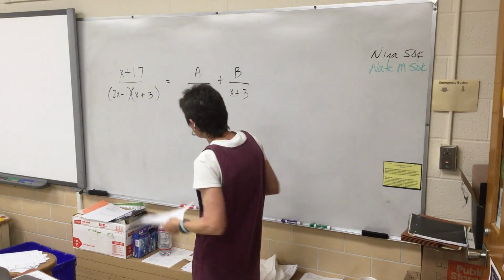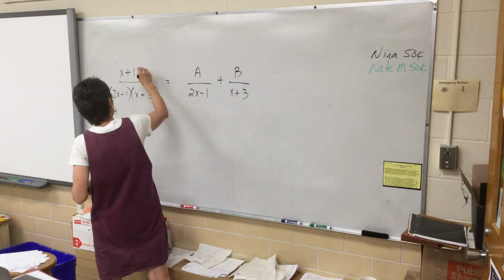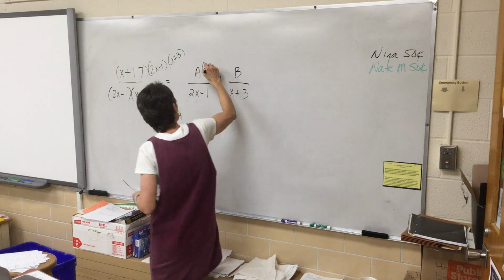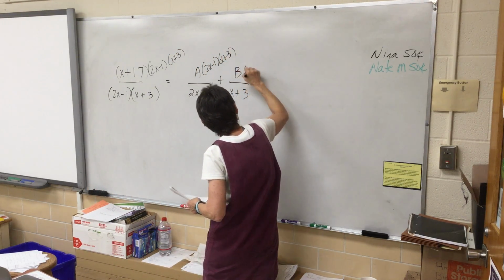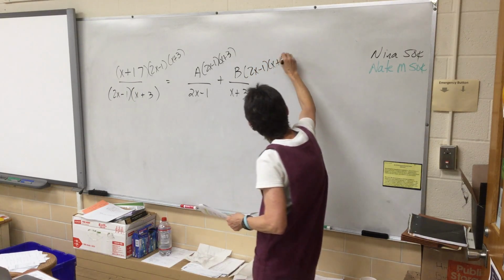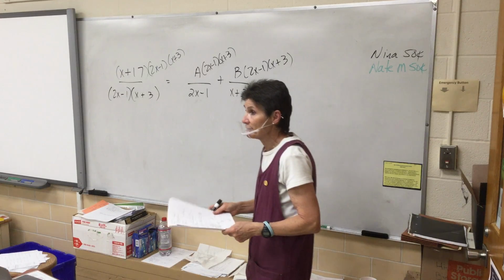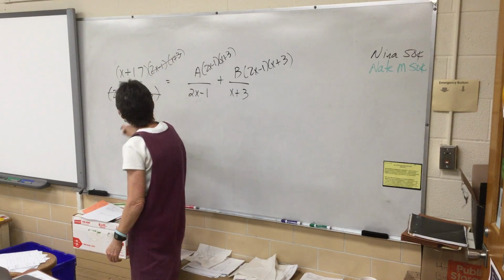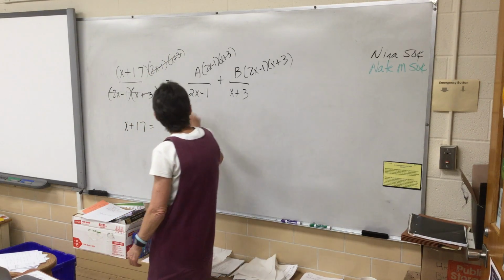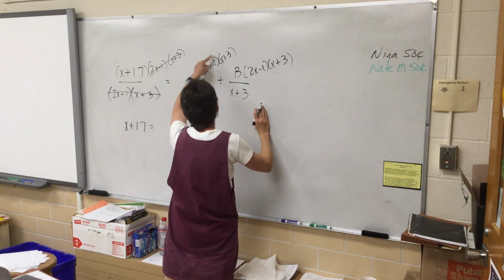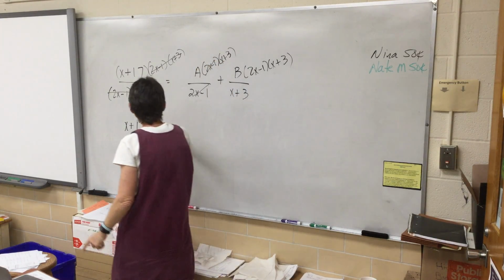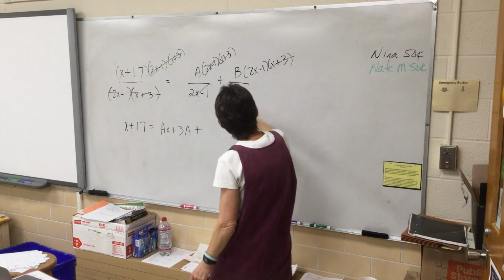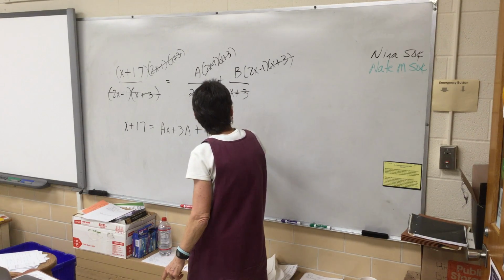All right, now I'm going to multiply everything by that denominator. So I'm going to multiply by 2x minus 1 and x plus 3. My goal here is to eliminate the denominators, get rid of the denominators. So this one's completely gone. So I have x plus 17. Now this is gone, so I have left ax plus 3a. And this one's gone, so I have 2bx minus b.